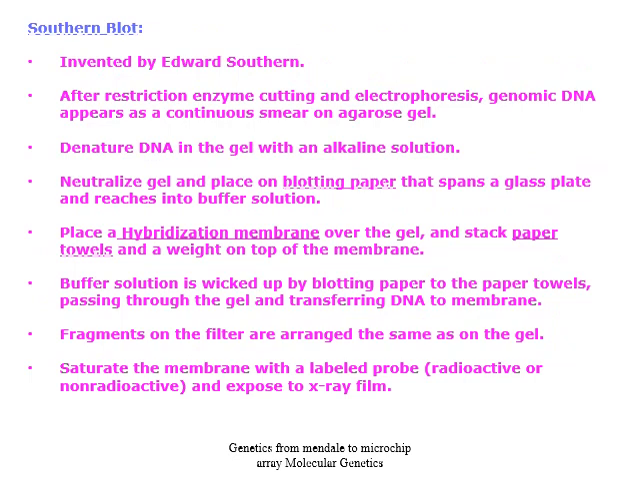Southern blot, invented by Edward Southern. After restriction enzyme cutting and electrophoresis, genomic DNA appears as a continuous smear on the agarose gel. The DNA in the gel is denatured with alkaline solution. Neutralize the gel and place it on blotting paper that spans a glass plate and dips into the buffer solution. Place a hybridization membrane over the gel and stack paper towels and a weight on top of the membrane.